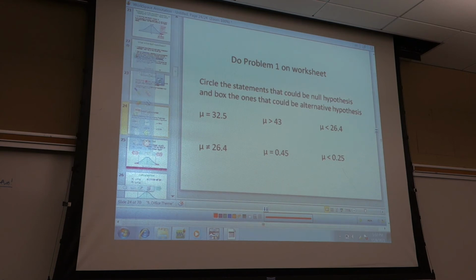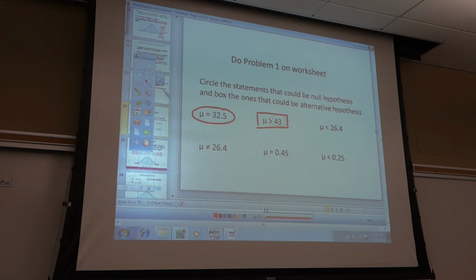All right, Noor, the first one, did you circle or did you box? Circle. Why? Because it's equal. Great. Angela, next one, did you box or did you circle? Box. Because it's not equals, it's greater than. Everybody on board? If you don't remember the greater than, remember it's the little fish, right? The smaller one is the 43, the mu is the larger one. So the mu is bigger than the 43.